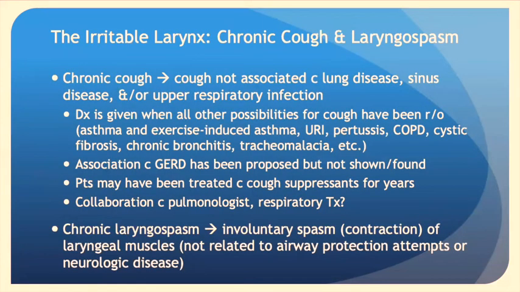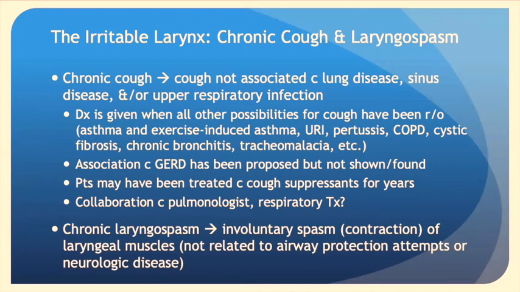Chronic cough. Chronic cough is cough not associated with lung disease, sinus disease, or upper respiratory tract infection. And it's diagnosed like PVFM when all other possibilities have been ruled out, such as asthma, exercise-induced asthma, upper respiratory infection, COPD, etc. So there is an association that's been proposed with GERD, but it hasn't been shown yet. Patients might be treated with cough suppressants for years. There might be collaboration with a pulmonologist or a respiratory therapist.